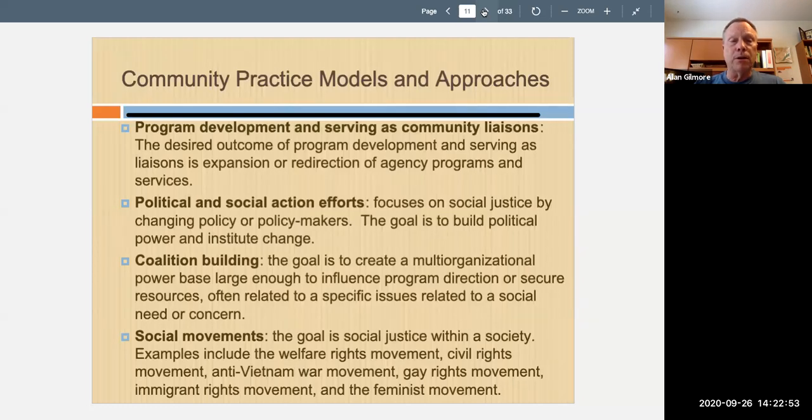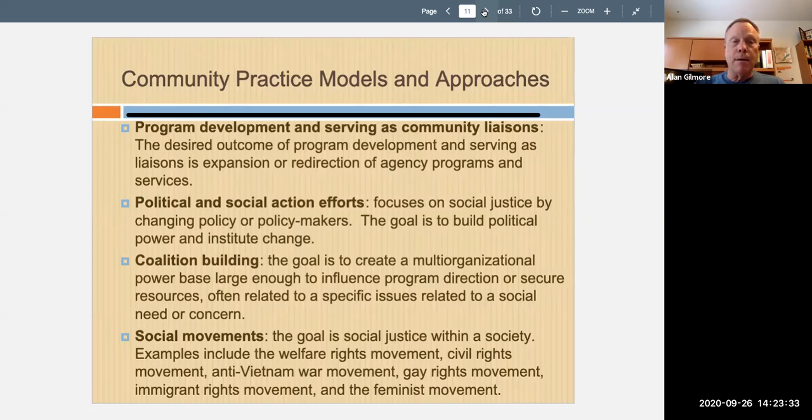The goal is to build political power and institute change. So this is where social work starts to overlap with politics, because when you're talking about changing policymakers, you're talking about trying to elect somebody new to replace somebody who you feel is not in tune with the way that you want to see your community or your neighborhood move forward. So that's exactly what political and social action efforts are.